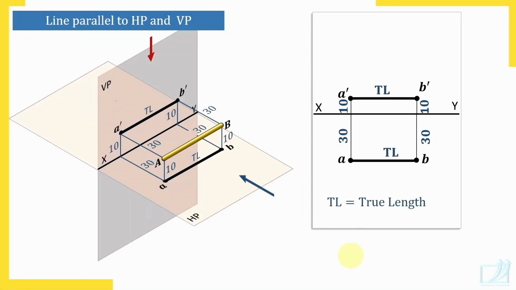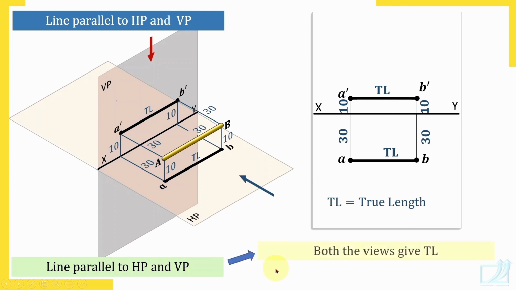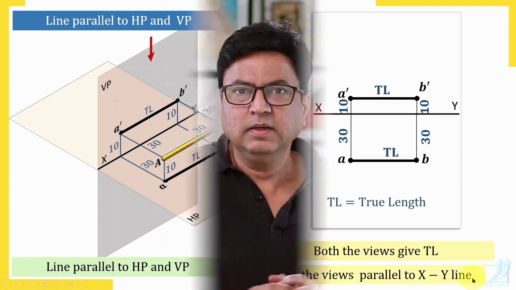So now this example also, whatever is our observation, we'll write it properly. If a line is parallel to both the reference planes, then both the views give true length and both the views are parallel to the XY line. So in this example, what you studied, if a line is parallel to both the reference planes, then its front view and top view, both views appear parallel to the XY line and both views give true length.